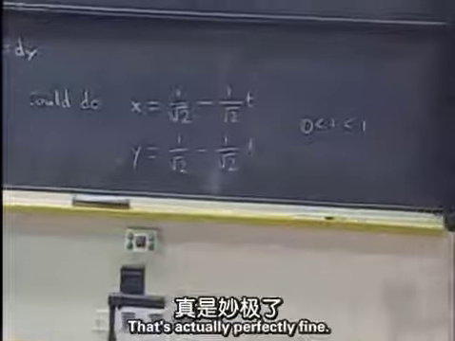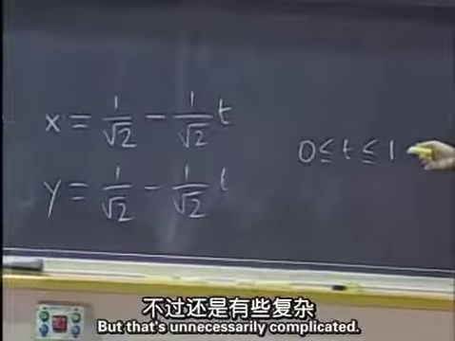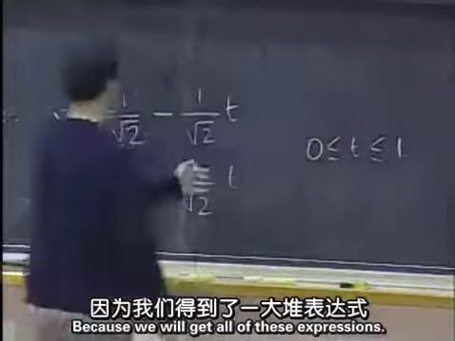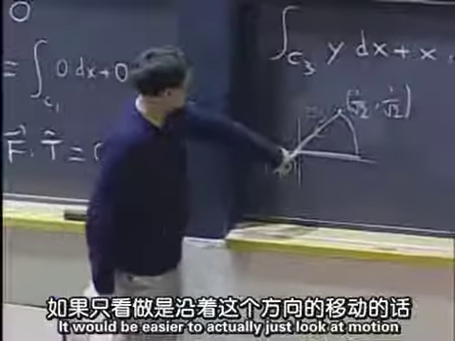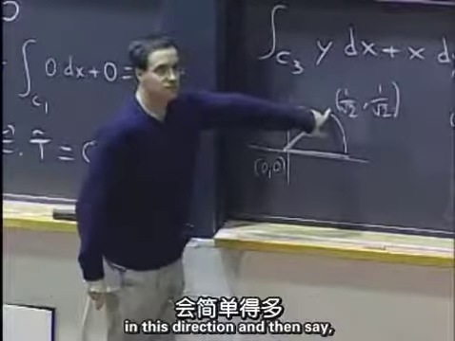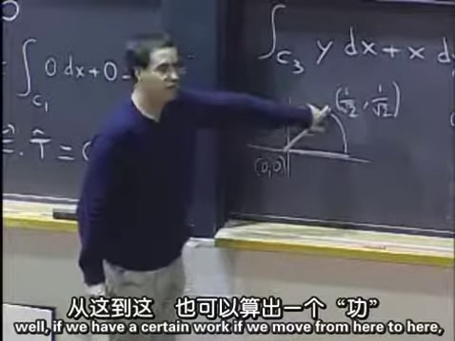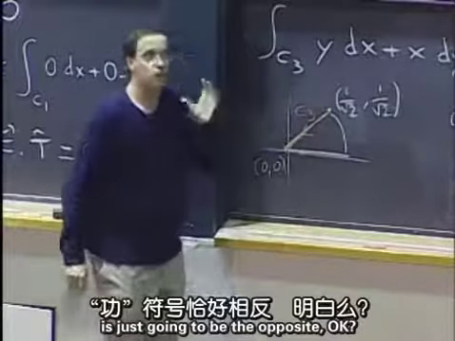That's actually perfectly fine, but that's unnecessarily complicated. Why is it complicated? Because we'll get all of these expressions. It would be easier to just look at motion in this direction and then say, if we move from here to here, then the work done moving from here to here is just going to be the opposite.